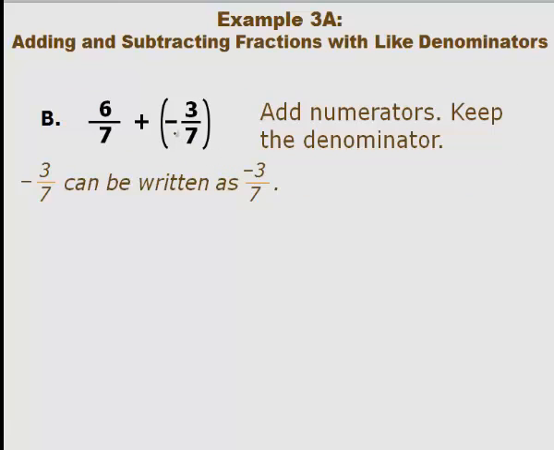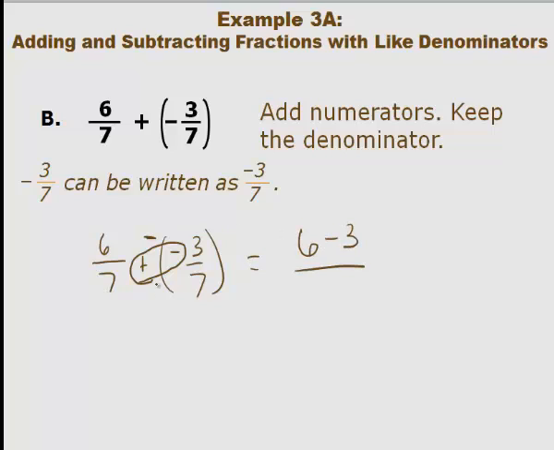I wrote this hint down because I really want you to be aware of it. This negative 3/7 can also be written as negative 3/7, and you're going to see that both ways, so keep that in mind. But when working this problem, we're going to realize that 6/7 plus a negative 3/7 has two signs with no numbers in the middle, so we can combine them and make a minus. So this is going to be 6 minus 3 over our common denominator that we keep, 7. So our answer is 3/7. It's a positive 3/7.